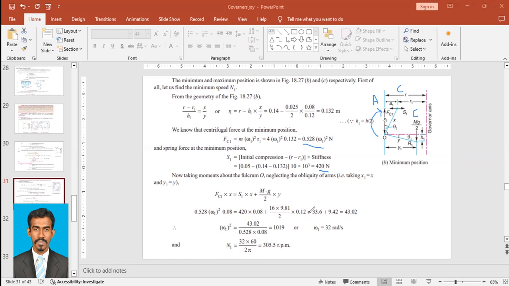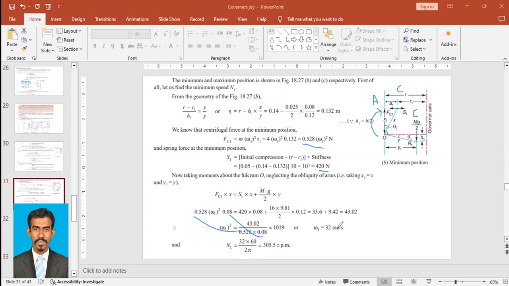So when you solve it, you will have 43.02. So omega 1 squared is equal to 43.02 divided by 0.528 into 0.08. When you solve it, you will have 1019, and from this you can find omega 1 is equal to 32 radian per second. So at the minimum position, the angular velocity is 32 radian per second.